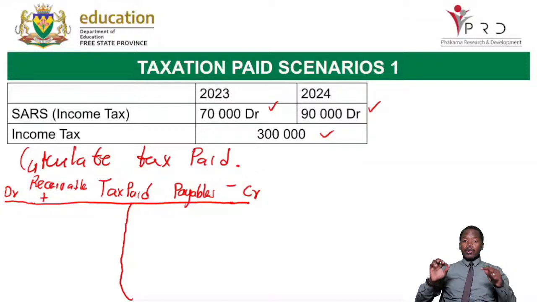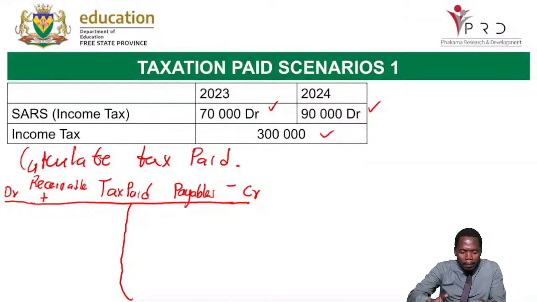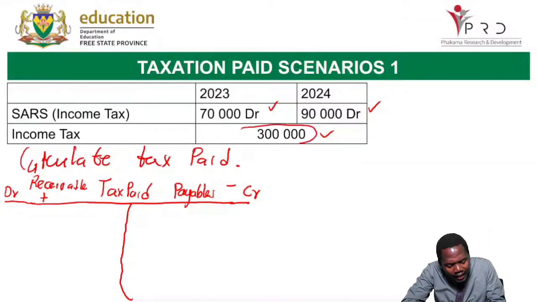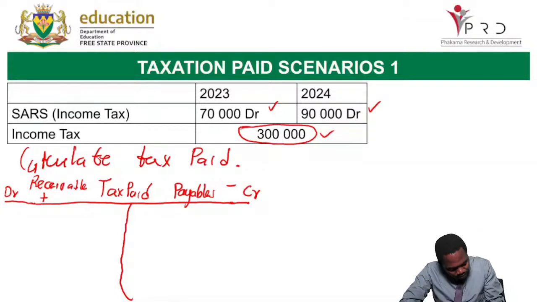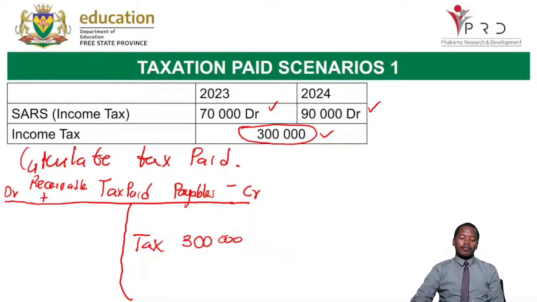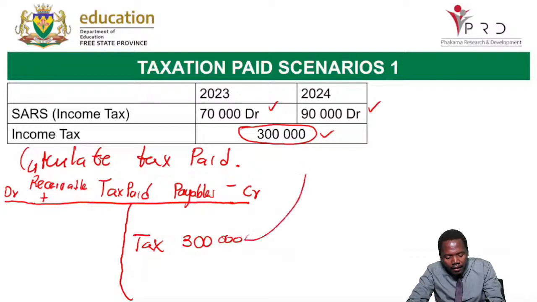Please, the first thing you need to do is to decorate your T account so that it becomes easy for you to work. Now, what do we always start with? Which figure do we prioritize? The figure we prioritize will always be the income tax. Don't forget, we always start with the income tax. I'm putting my income tax in the middle there. How much is the tax amount? It is the 300,000. That is what we have. There is our tax amount.